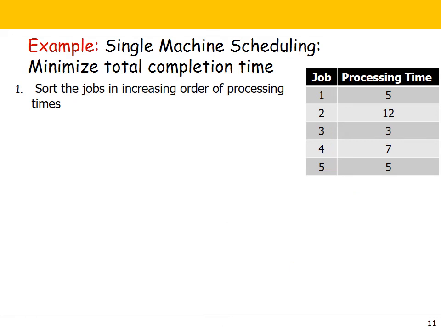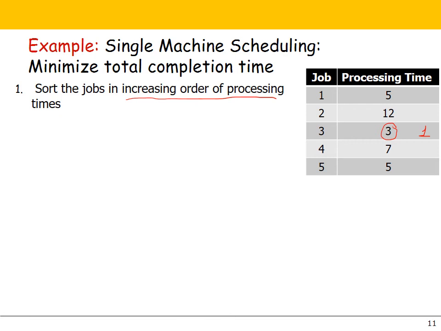And there is a very easy heuristic algorithm for this one. It consists of only one step, and it says that sort the jobs in increasing order of processing times, which means that we need to find first the job with the minimum processing time. So this is job 3. So it becomes our first job. And then we need to find the next job with the second shortest processing time.